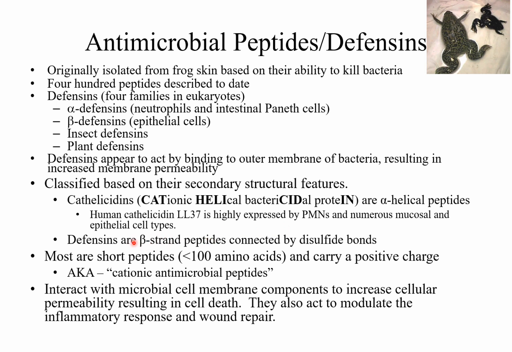The beta strands of the defensins are connected by disulfide bonds, and the defensins are mostly short peptides, less than 100 amino acids, and they carry a positive charge. They interact with microbial cell membrane components to increase cellular permeability, resulting in cell death. They also play a role in modulating the inflammatory process and in wound healing and repair.